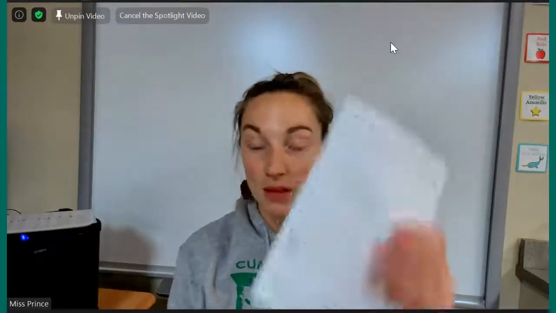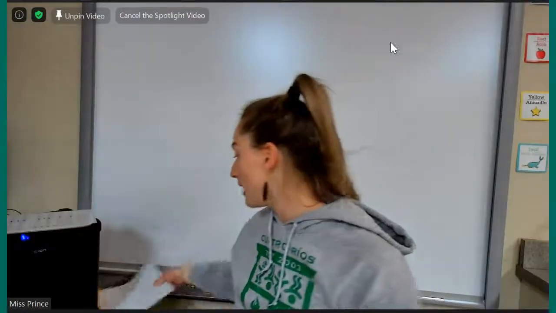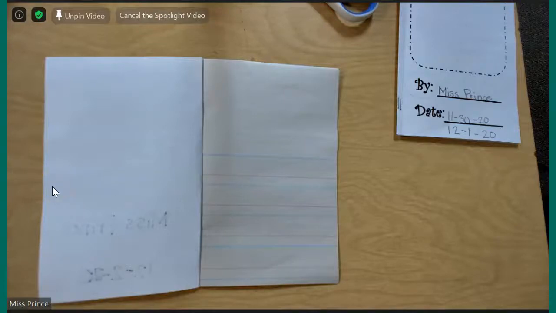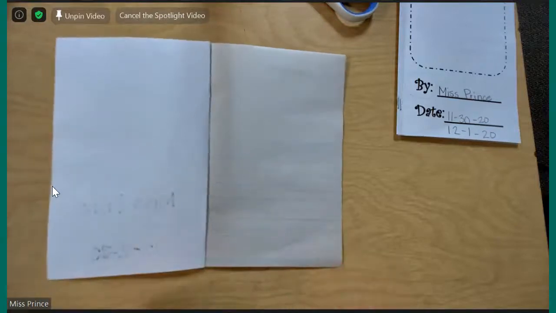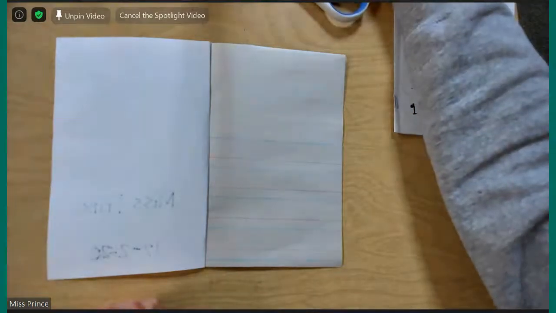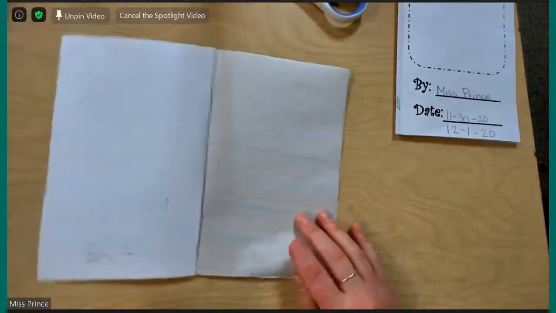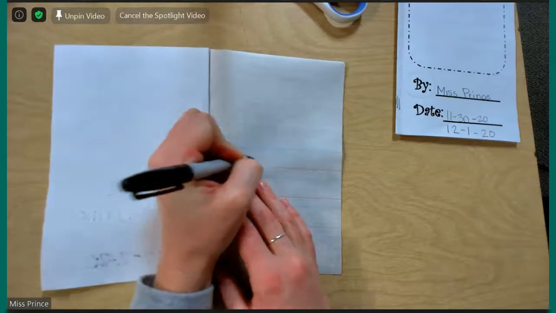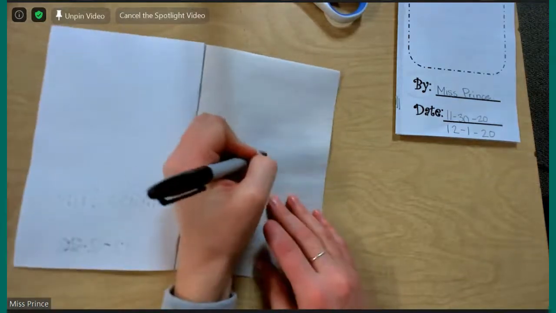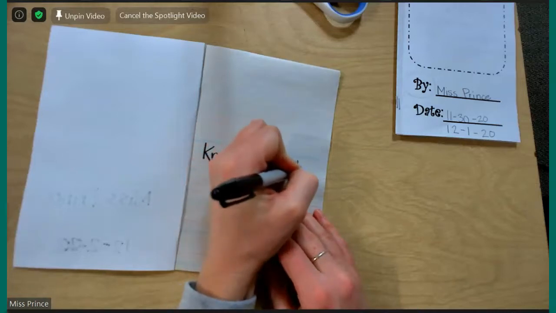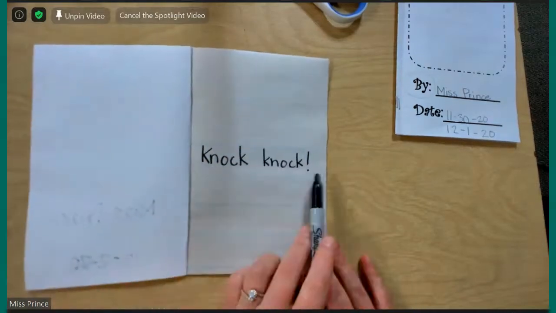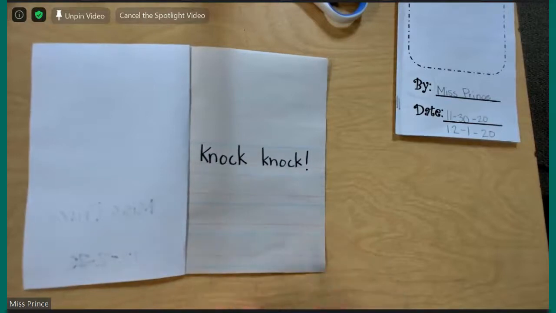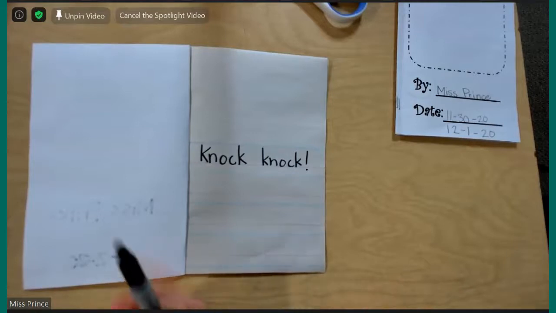Can you write it? Yes, I'm gonna do my example so you guys can see. Okay? I want some ideas. Who can help me start a story about something funny? A joke. Okay. So I could say, knock, knock, and then I could tell my joke before I start writing my story. That would be kind of funny, wouldn't it?